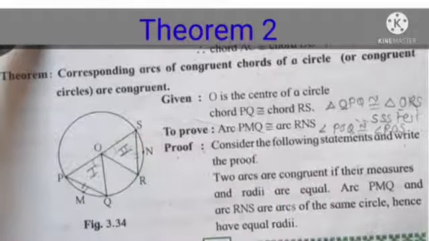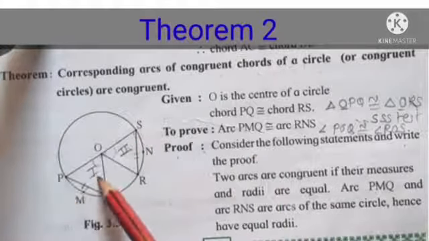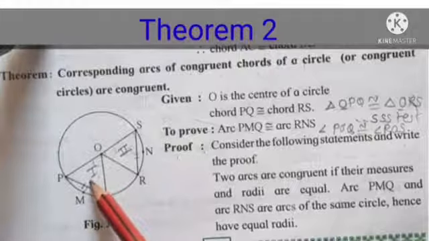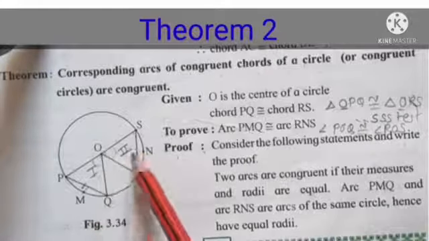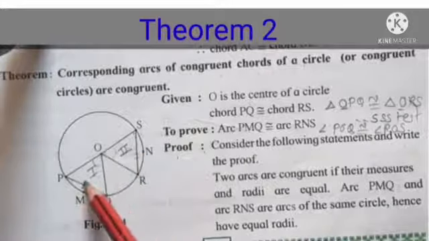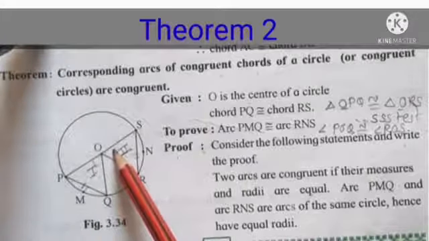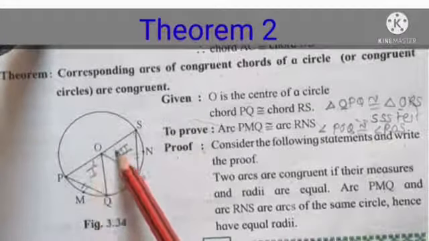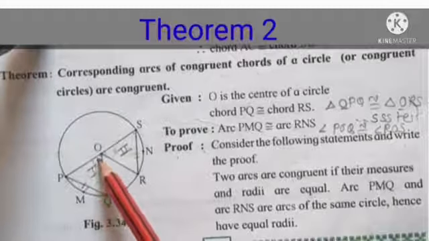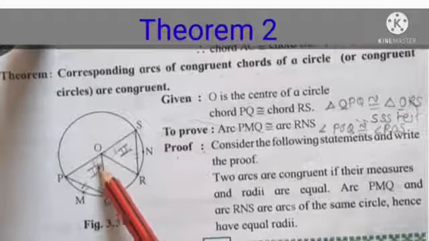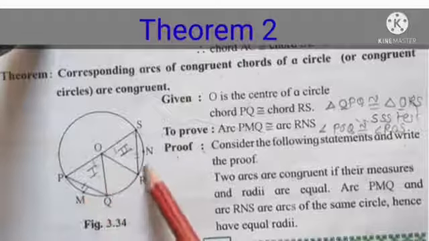Hence the proof. Okay, first you show that these two triangles are congruent, and then if the two triangles are congruent by SSS test, then corresponding angle O is congruent, and O is the central angle of both the triangles. So the central angles are congruent, therefore corresponding minor arcs are also congruent.